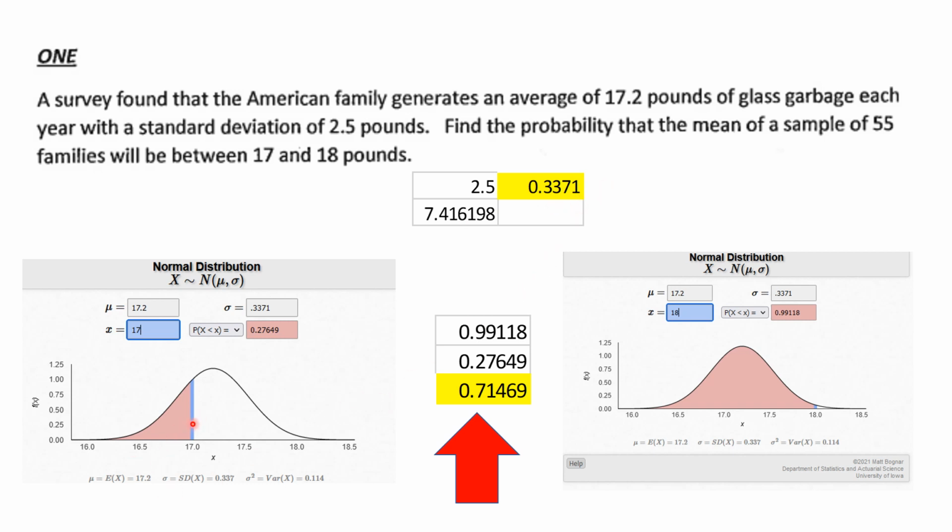And so the probability that it was less than 17 was 0.27649, and the probability that it was less than 18 was 0.99118. You take the difference between the two to get between, and the probability should have been 0.71469.